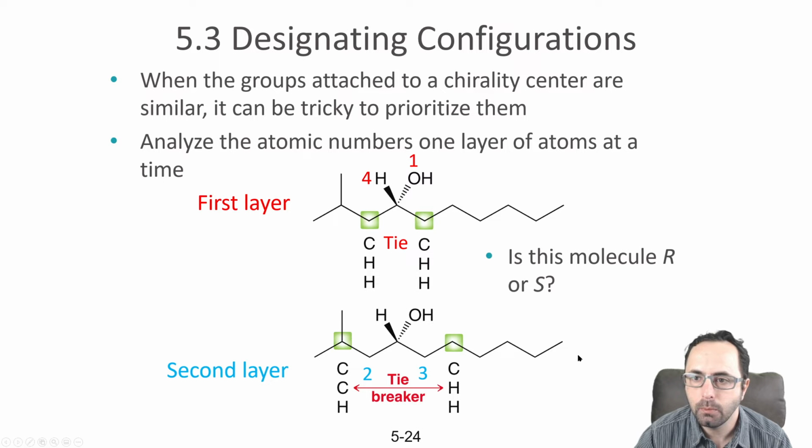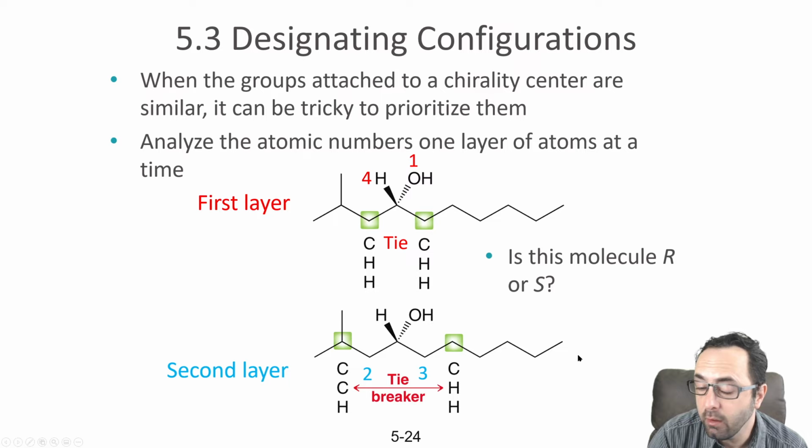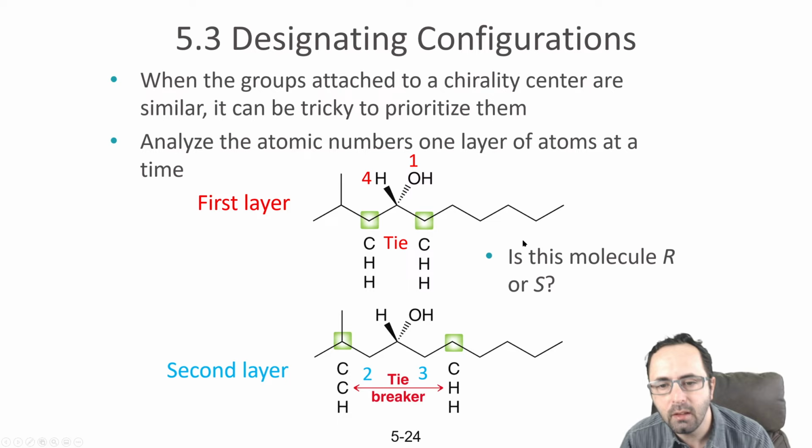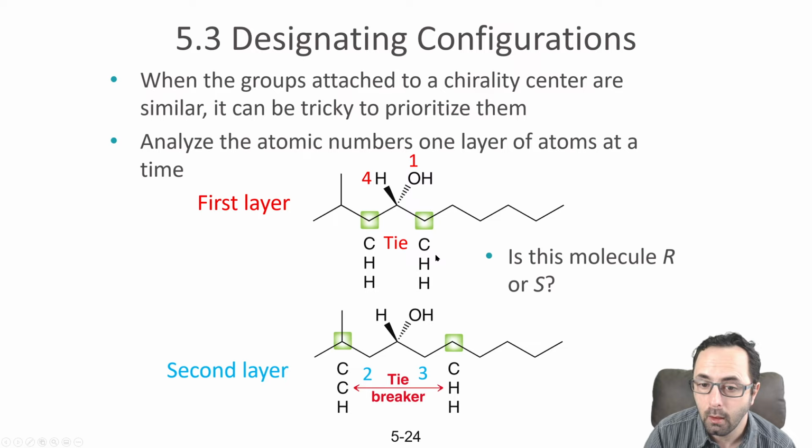So as you saw, we started to get into situations where sometimes, and this will happen quite often, the first atom you get to is a tie. This often happens because you have two carbons. However, overall, these groups are not the same. So we still need to be able to identify an R or S configuration. So what we do is we list all the atoms that are attached to that atom. So this is a carbon, and then we list the atoms that are attached.